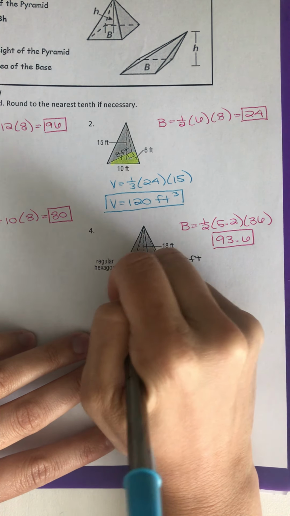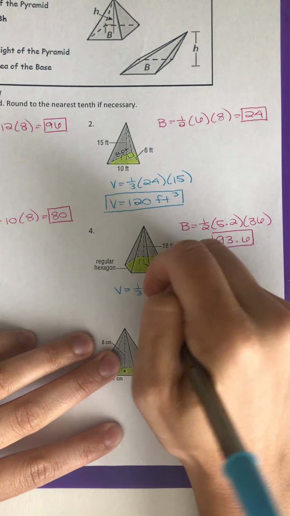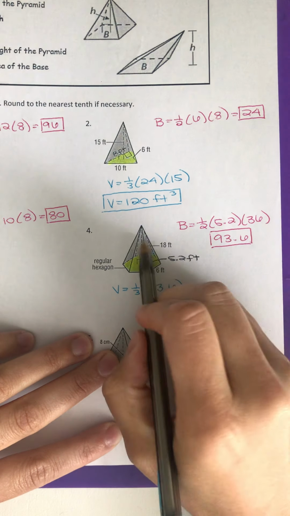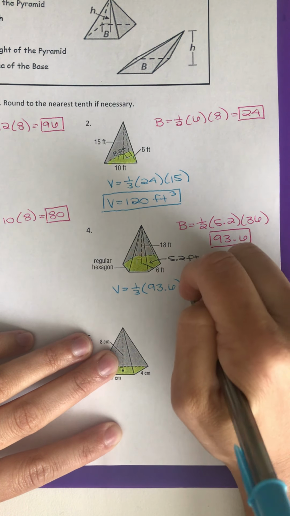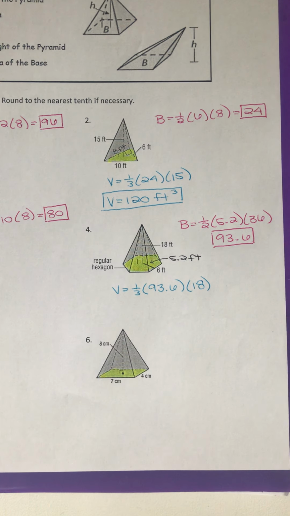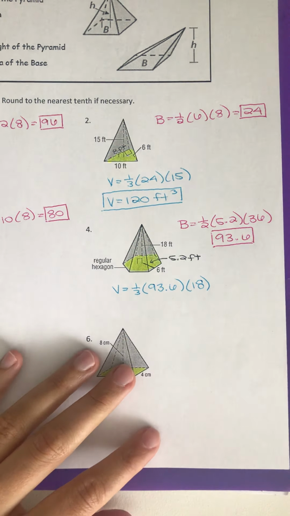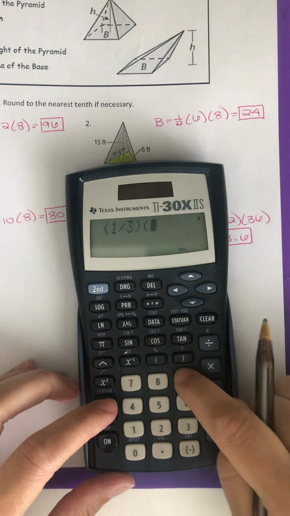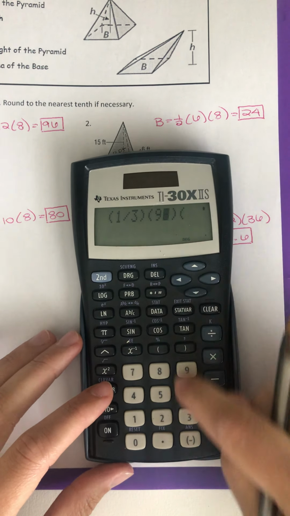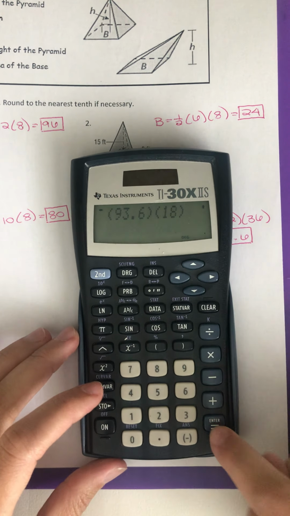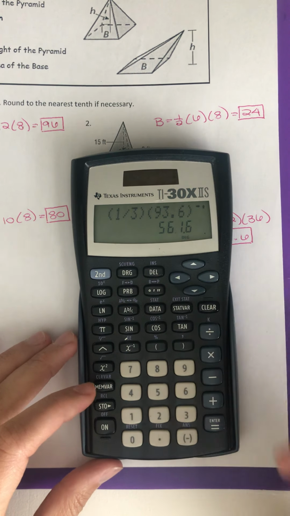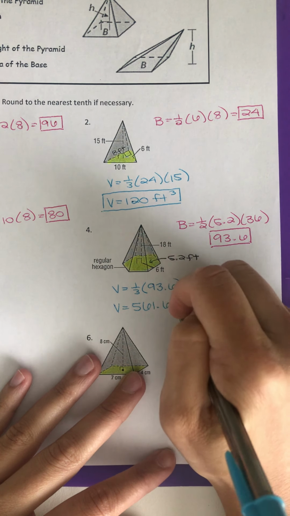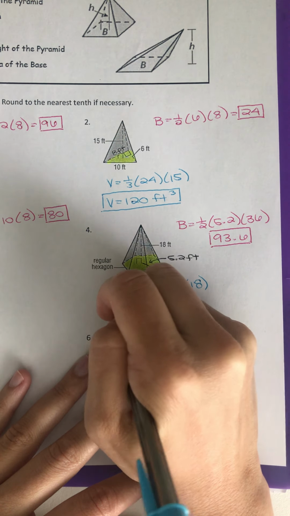So my volume is 1/3, 93.6. My height of the pyramid is 18. When I plug that into my calculator, 1/3, 93.6 times 18, I get 561.6. And my units is feet cubed.